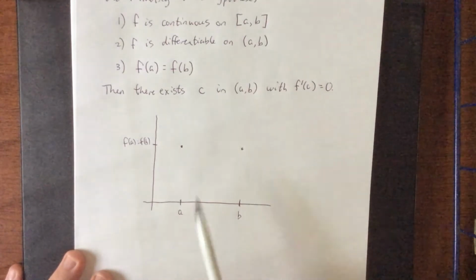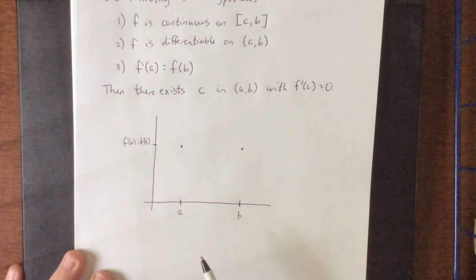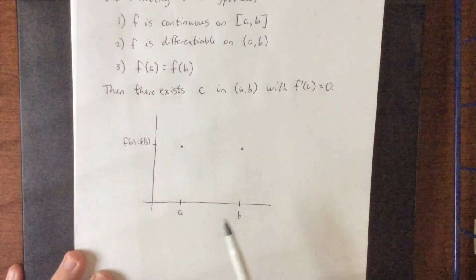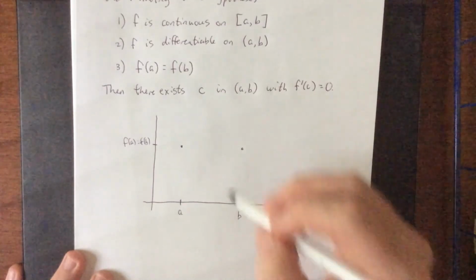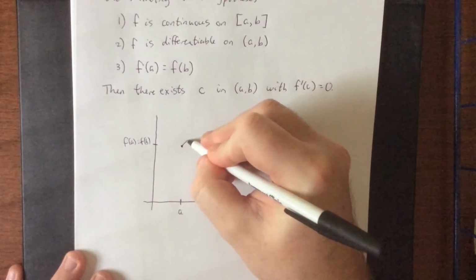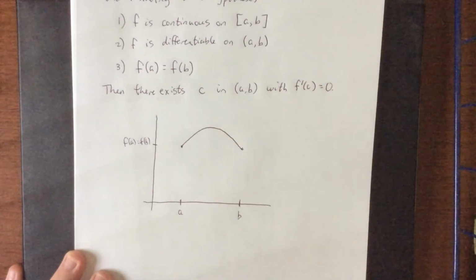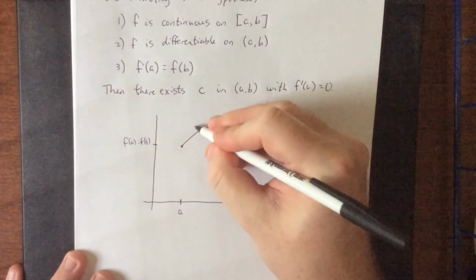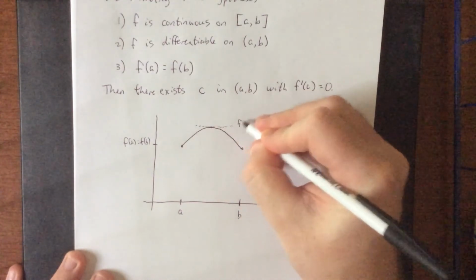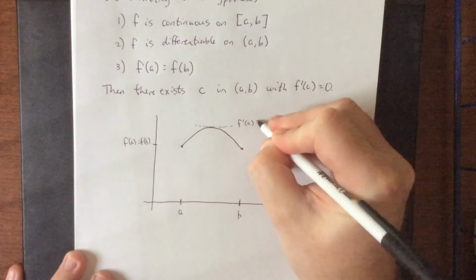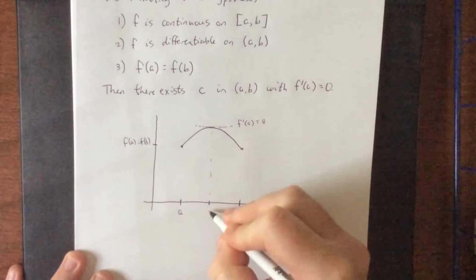So what we're saying is, if we connect this point to this point with a smooth and continuous function, then it is guaranteed that there will be a point, at least one point, where the slope of the tangent line is equal to 0. So for example, if I were to connect them very simply, something like this, then we would indeed have a point in here where the slope of the tangent line is equal to 0. The associated x value with that would be referred to as c.